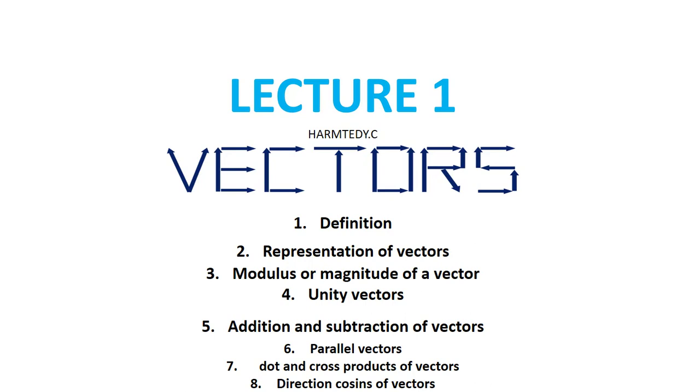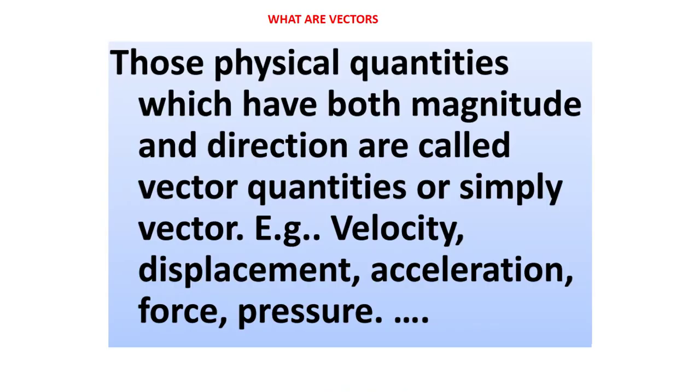So this topic is very simple and straightforward, and it's very short. So I'll not even take much of the time explaining on vectors. So what are vectors? According to physics, those physical quantities which have both magnitude and direction are called vector quantities. The examples that we can give on these vectors are velocity, displacement, acceleration, force or pressure. All these are vectors.